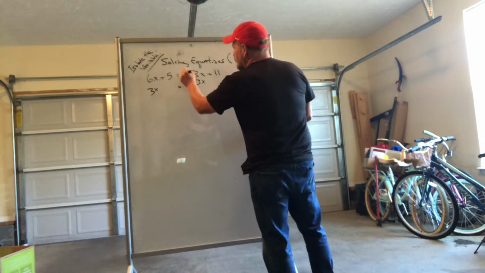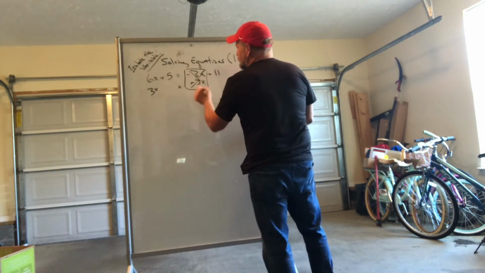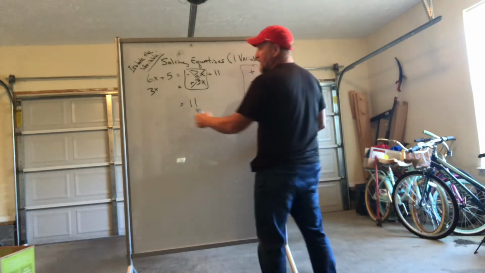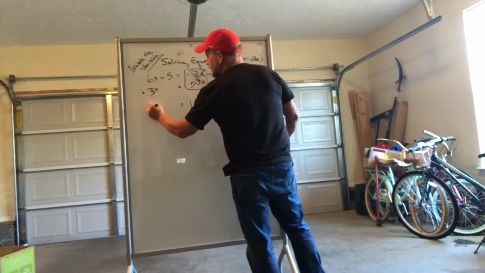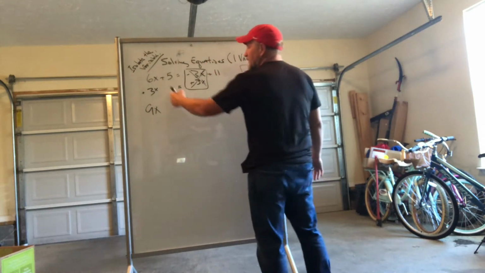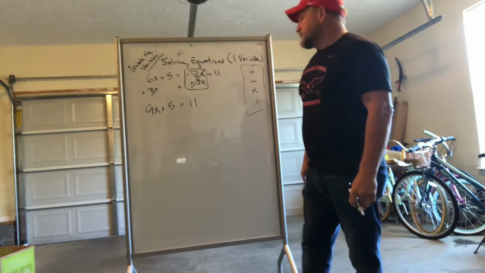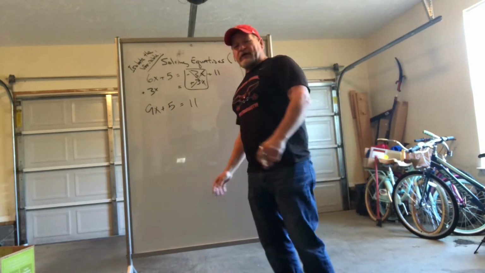So anyway, notice what happens here. Negative 3x and positive 3x is 0. So that leaves me 11 on the right-hand side. 6x plus 3x is 9x. I'm going to bring down the plus 5. I've done nothing with that so far. Now, getting closer to getting that x by itself.